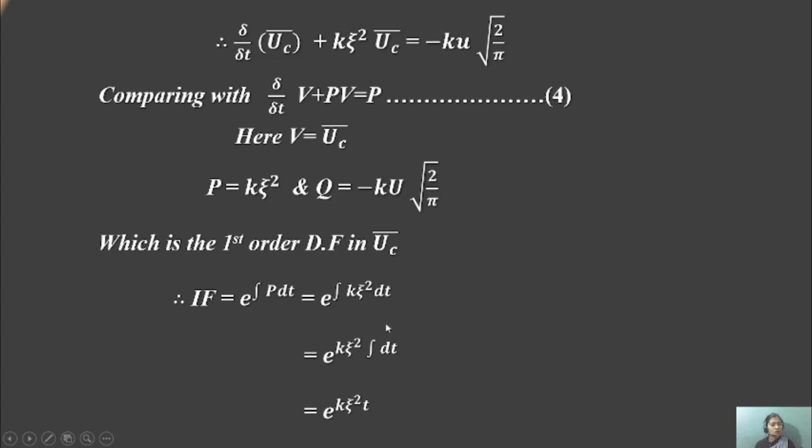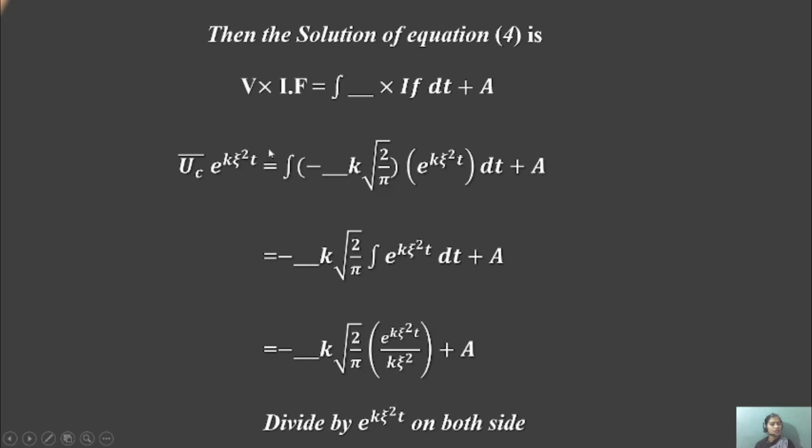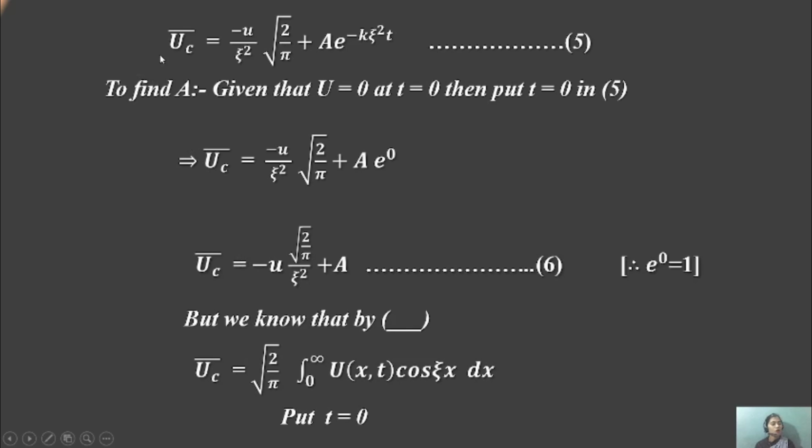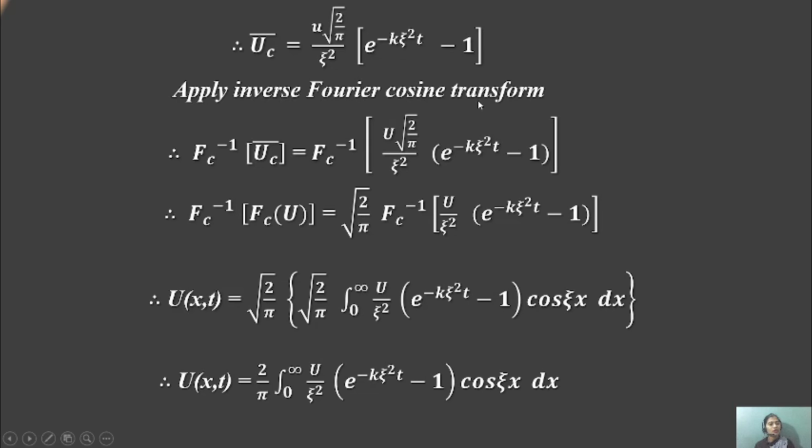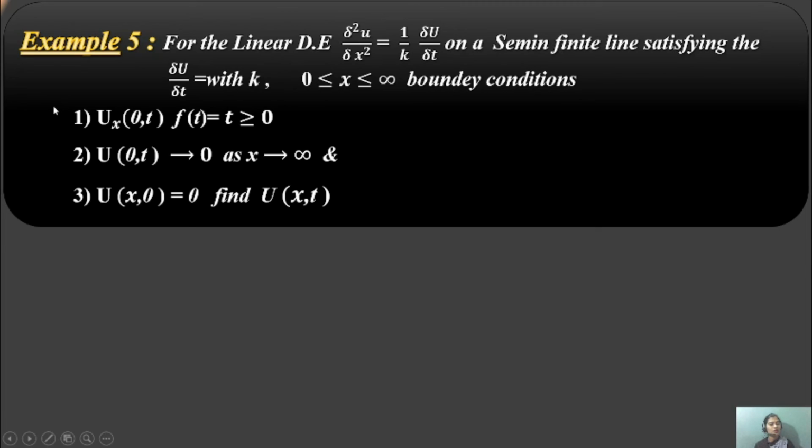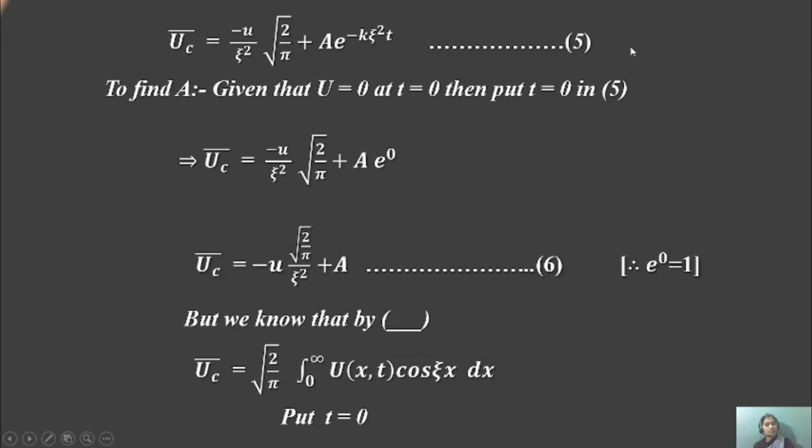Solving this value for dt only is generated as e to the power k xi square t. Then the solution of equation 4 is v into the integrating factor equals integration of the value of this equation. Then dividing, uc equals minus u xi square root of 2 by pi is generated, applying the rule of this equation.